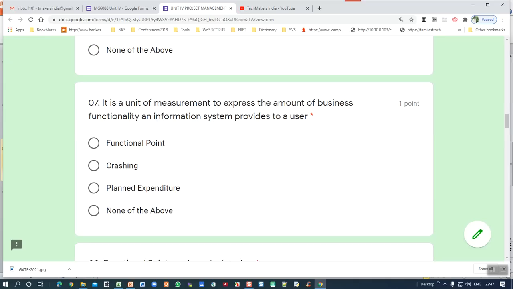Seventh question, it is a unit of measurement to express the amount of business functionality an information system provides to the user. It is functional point. So it is a unit of measurement to express the amount of business functionality an information system provides, called functional point. It's a very, very important question I consider.